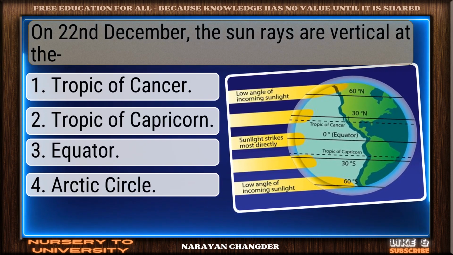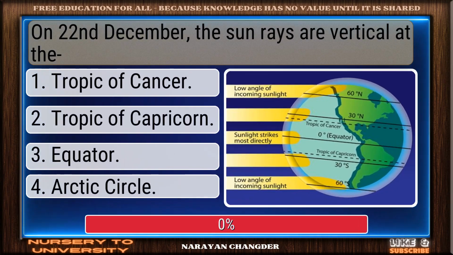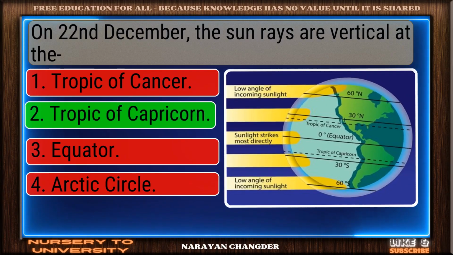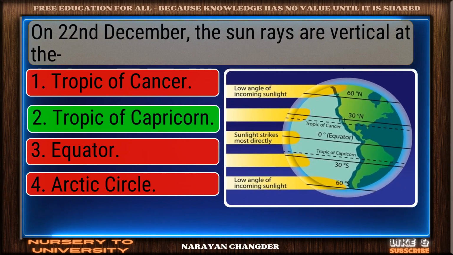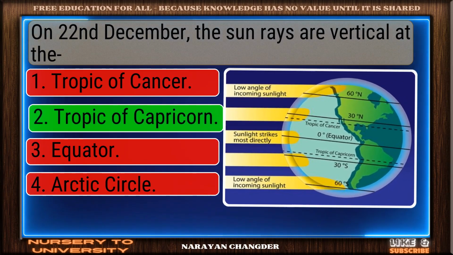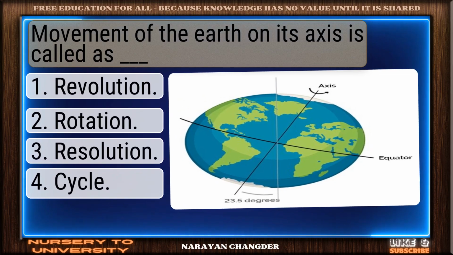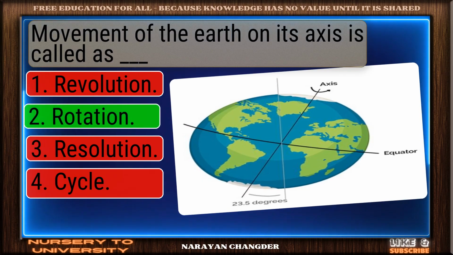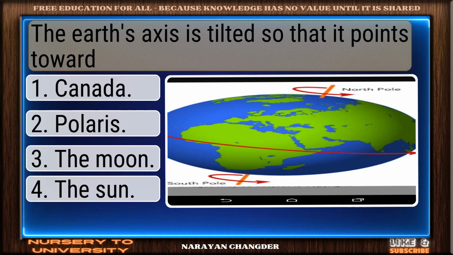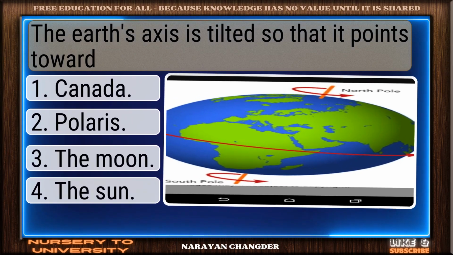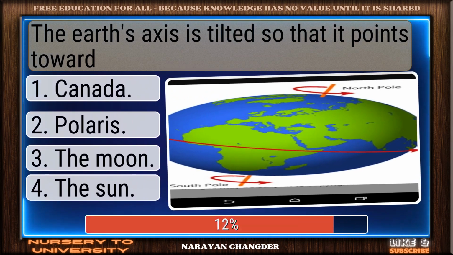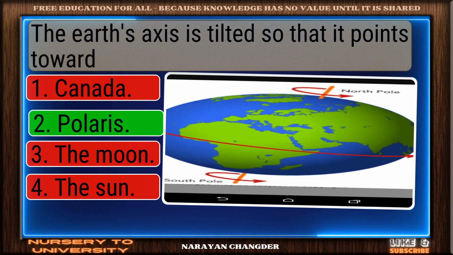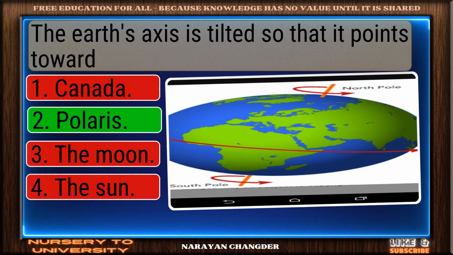On the 22nd December, the sun rays are vertical at the. Nice selection. Tropic of Capricorn is the correct and valid answer. Movement of the Earth on its axis is called as dash. Well picked. Rotation is the correct answer. The Earth's axis is tilted so that it points toward. Correct response. Polaris is the most accurate answer.